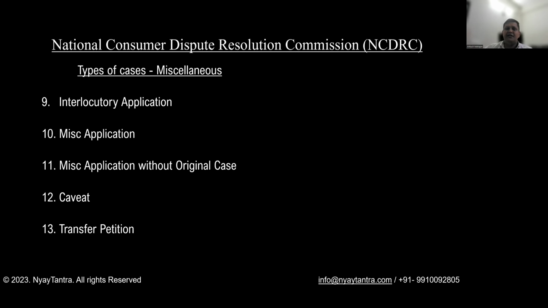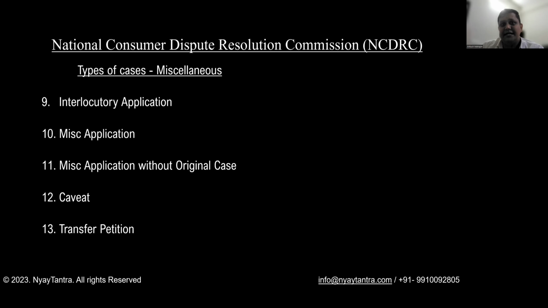Lastly, this group of applications or petitions, I would say, we can classify in the miscellaneous category. One is the interlocutory application. This is generally filed along with the appeal or along with the consumer complaint. For example, you file an IA for exemption from filing certified copies, exemption from filing translations, and if you are also seeking a stay in the matter or a stay against some action of the state consumer forum or NCDRC, you intend to file an IA application.